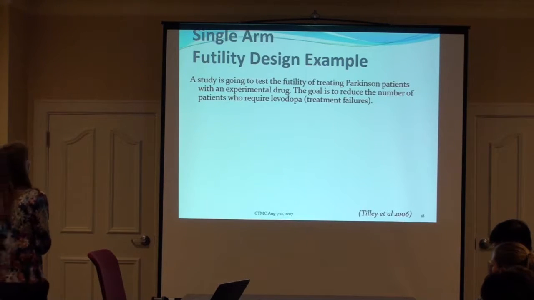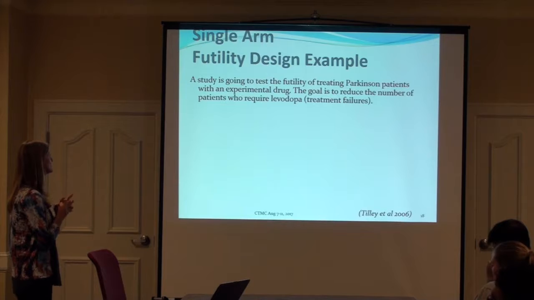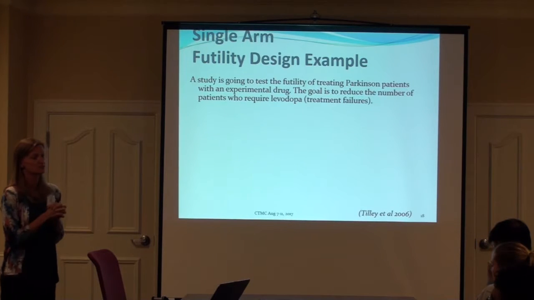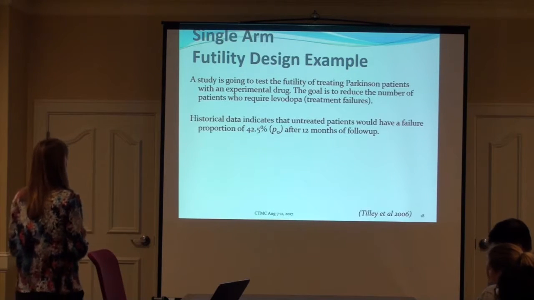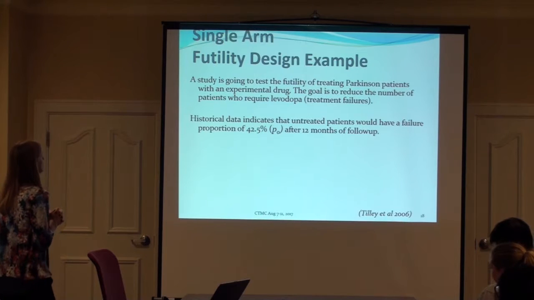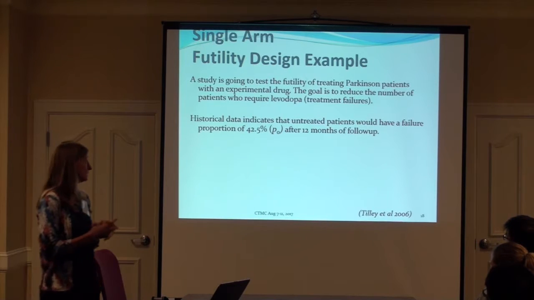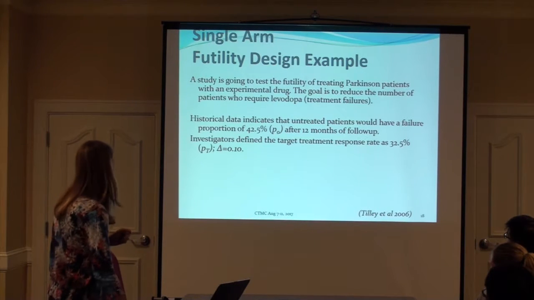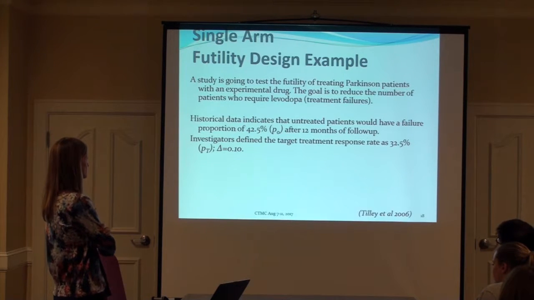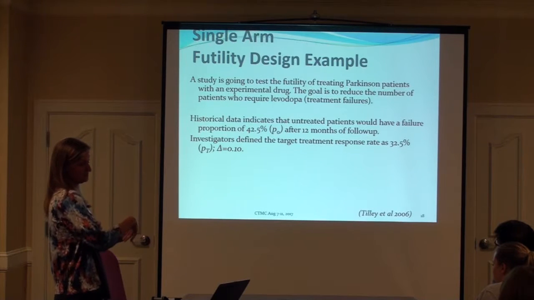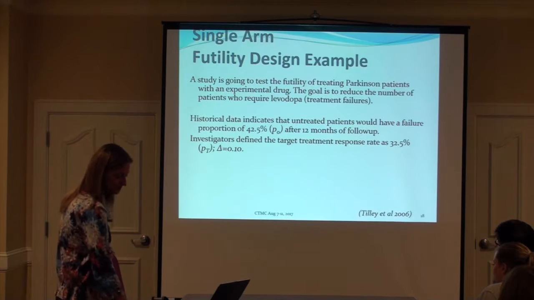So this study was a study to test the futility of treating Parkinson's patients with an experimental drug, right? The goal is to reduce the number of patients who require levodopa, so to reduce the treatment failures. The historical data indicates that untreated patients would have a failure proportion of 42.5% after 12 months of follow-up. What the study team wanted to see was that the target treatment response rate had to be 32.5%. So that delta, remember, they're reducing the failure rate, was an absolute 10%.